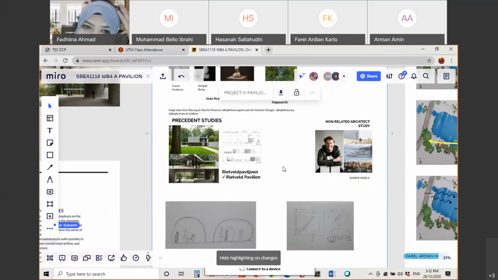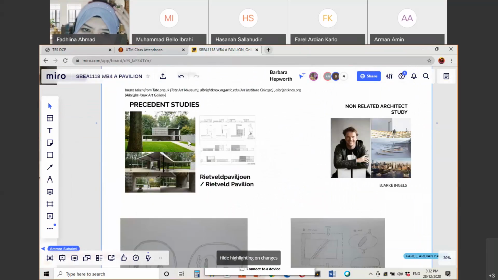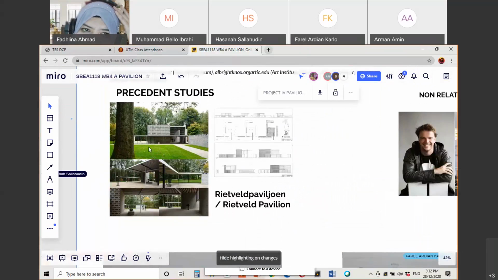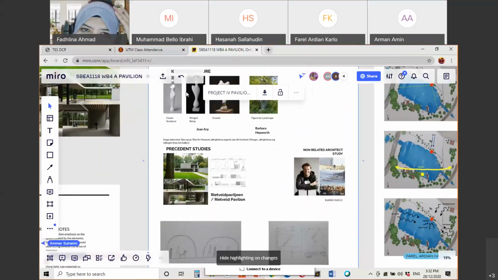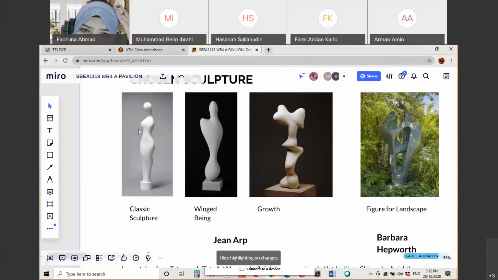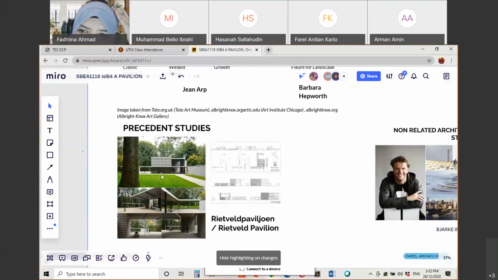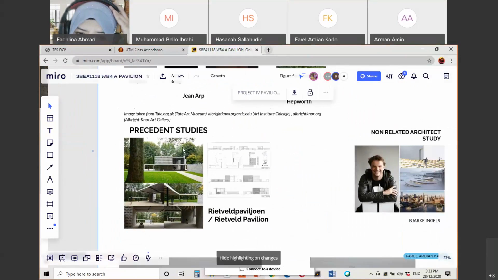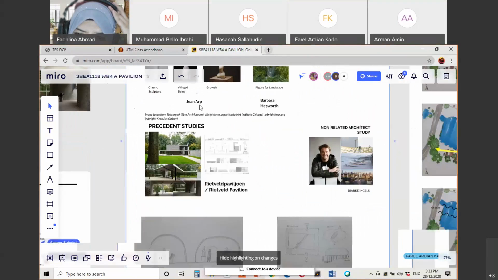I think it's okay. You can just stick with this precedent study. The first one is more related to the one that Arman has done, okay? But the second one is more on the circular forms and the dynamism, because when you see your sculpture, it is more on the dynamism, alright? So what you can do is to add to the precedent studies that kind of pavilion.